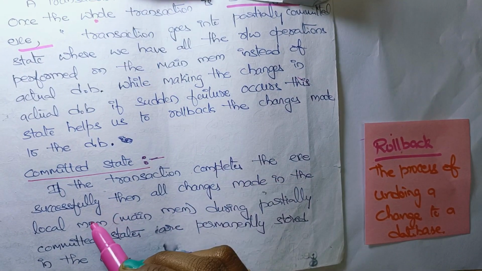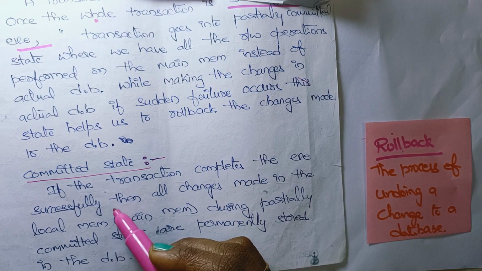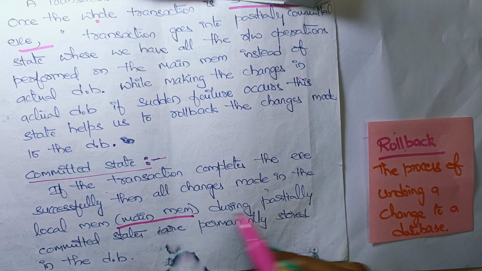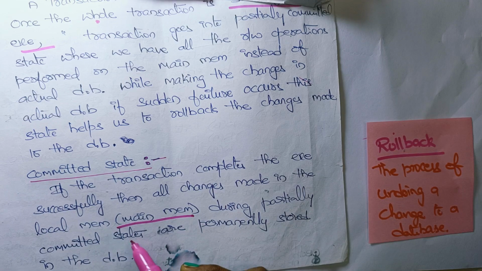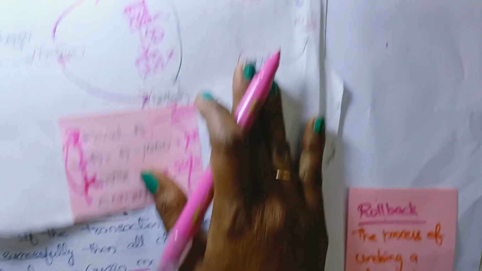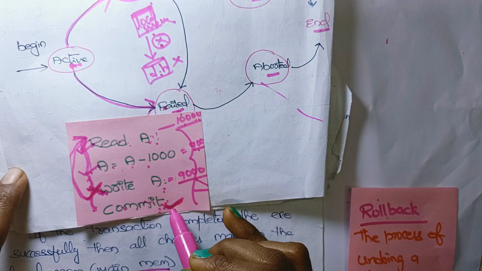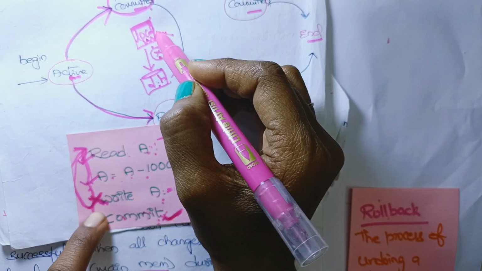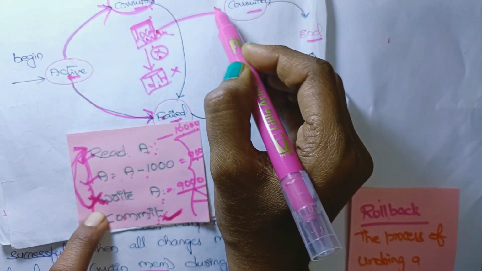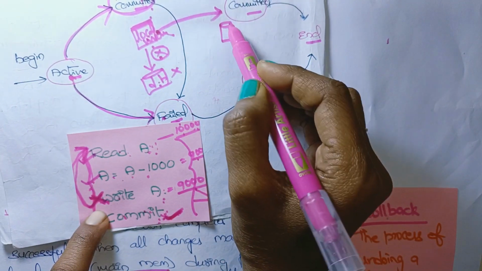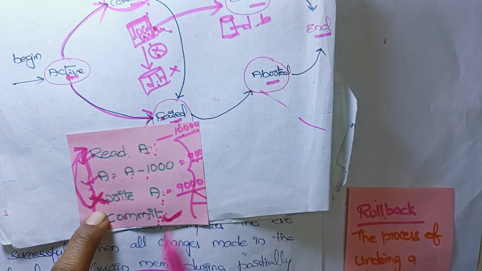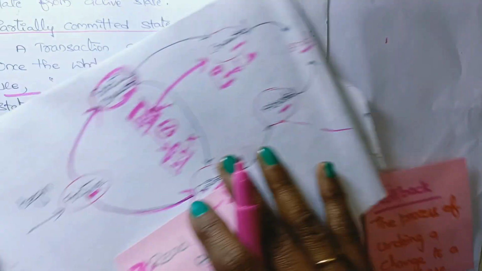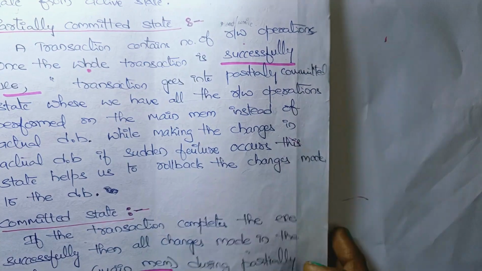Next one, committed. If the transaction completes the execution successfully, then all the changes made in the local memory during the partially committed state are permanently stored in the database. Whenever the transaction is committed, whatever changes were made in the local memory will be permanently stored in the database. That is nothing but the committed state.